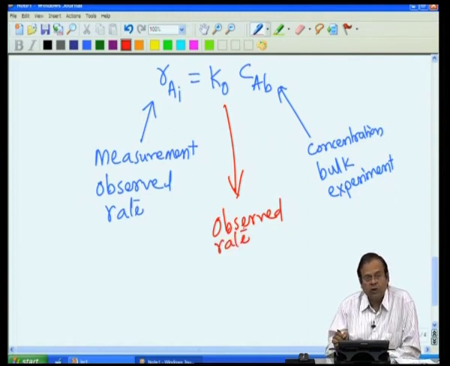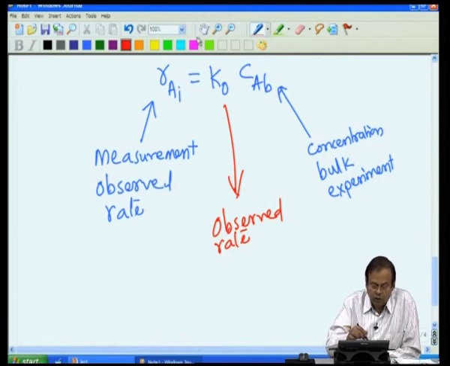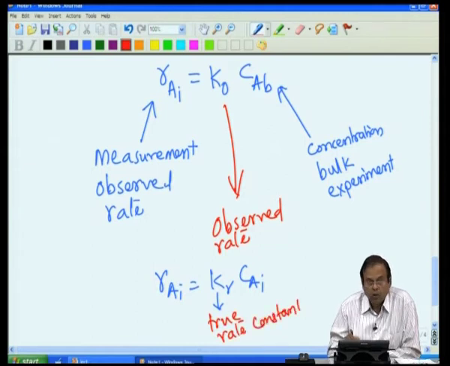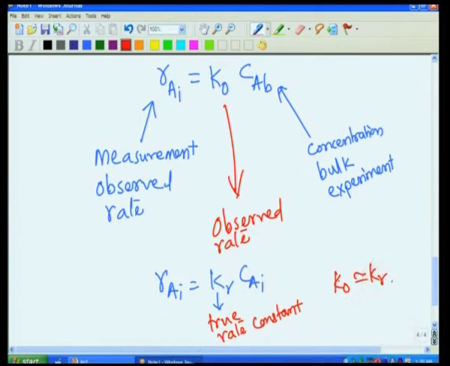Why is it the observed rate constant? Because if you recall, my true reaction rate is Kr into Cai. So, this is my true rate constant. But I will measure, or I will observe, K naught. Are these two the same? They are, if mass transfer resistance is very small. So, if K naught is very similar to Kr, that is when mass transfer resistance is negligible, then we are measuring the true kinetic rate constant.